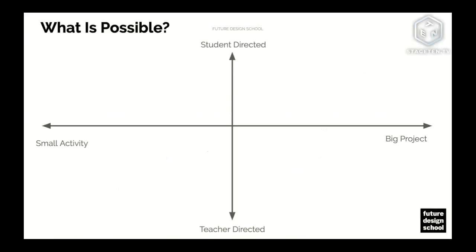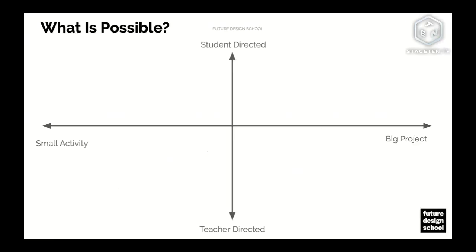So we like to use this matrix, and this is a what is possible matrix. You can see on the top left, we've got activities that are small and more student directed. That top right area is big projects that are student directed. In the bottom left, you've got small activities that are more teacher directed. And then in the bottom right, you have teacher directed big projects.